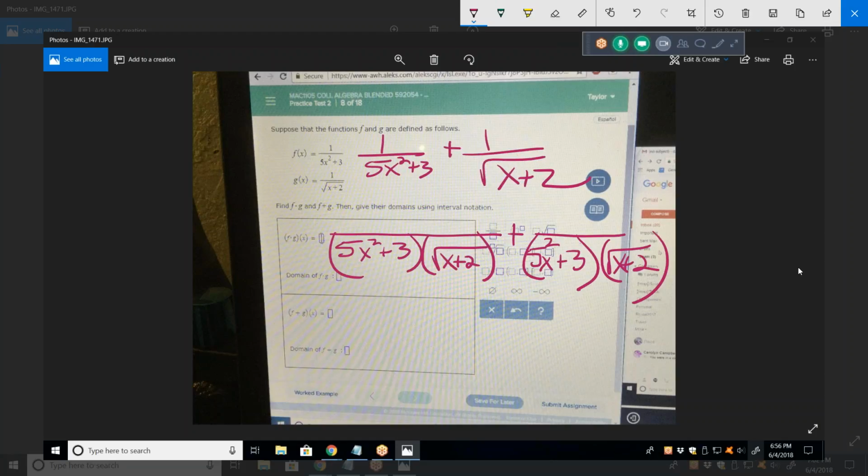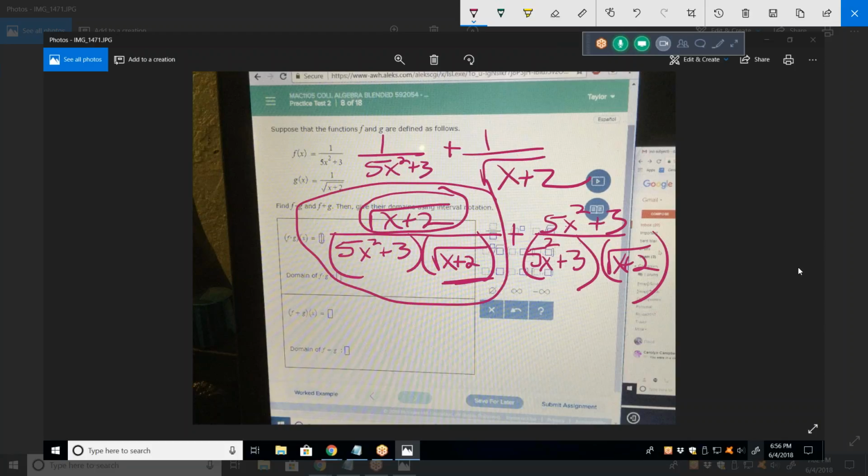Now, I'm going to have a numerator, right? In fact, this numerator has to be x plus 2, and this numerator has to be 5x squared plus 3. Those numerators aren't going to matter. I mean, this numerator would normally matter. That would tell me that x has to be greater than or equal to negative 2. This one's going to tell me the same thing, only more restrictive. We just looked at that one.